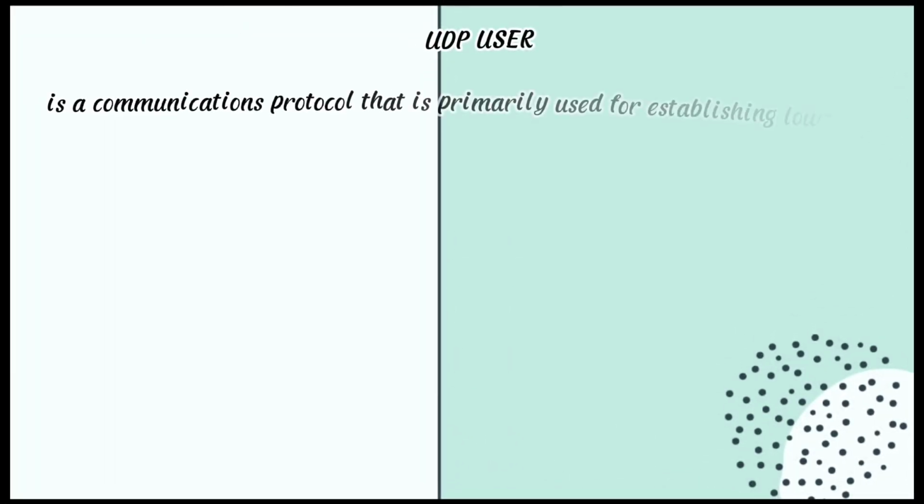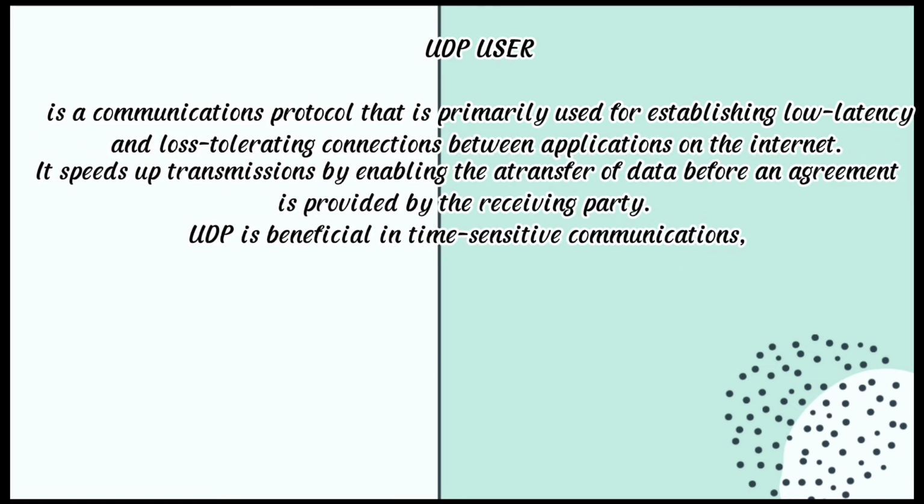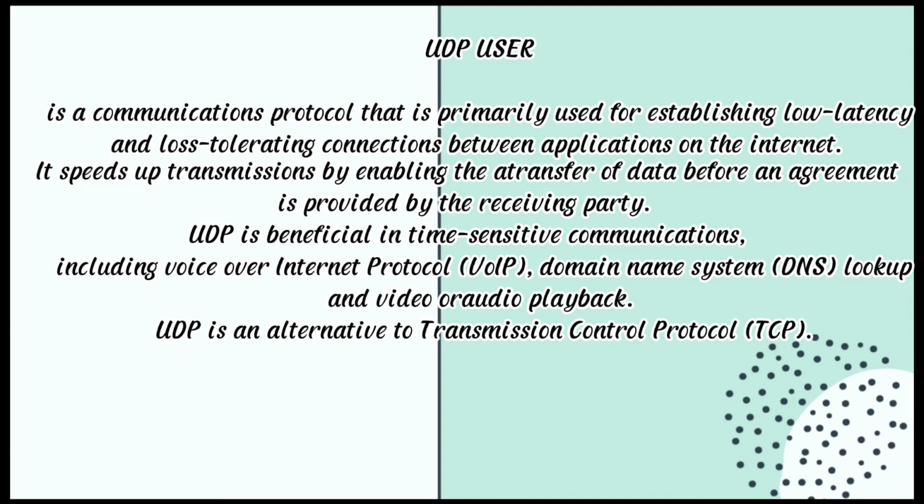UDP, User Datagram Protocol, is a communications protocol that is primarily used for establishing low-latency and loss-tolerating connections between applications on the internet. It speeds up transmissions by enabling the transfer of data before an agreement is provided by the receiving party. UDP is beneficial in time-sensitive communications, including Voice over Internet Protocol (VoIP), Domain Name System (DNS) lookup, and video or audio playback. UDP is an alternative to Transmission Control Protocol (TCP).